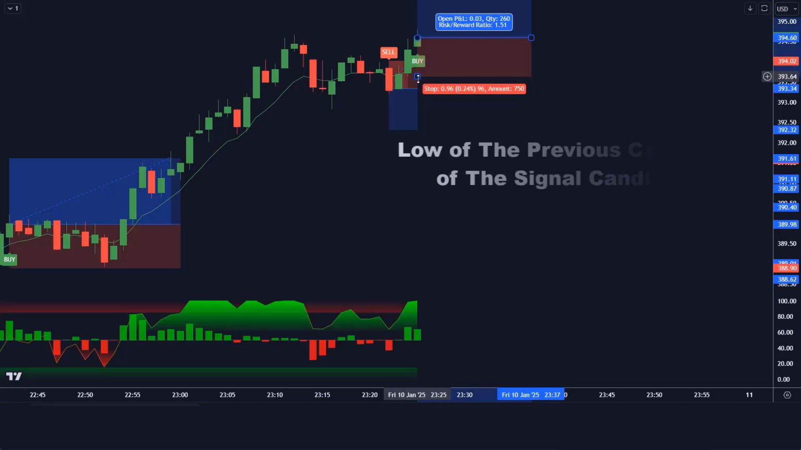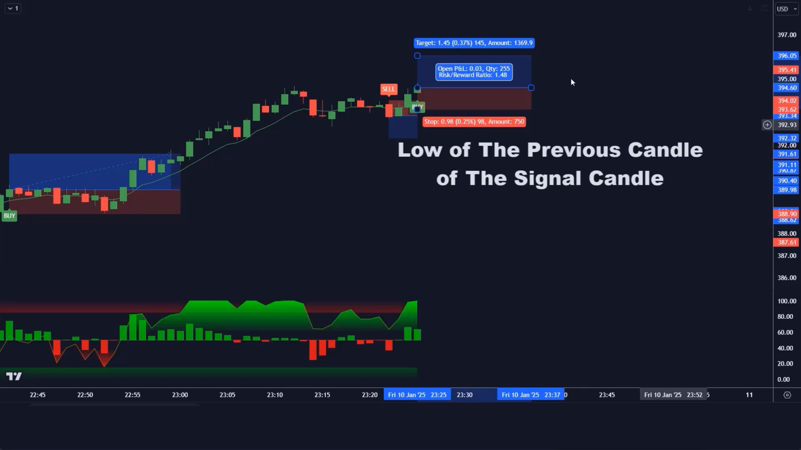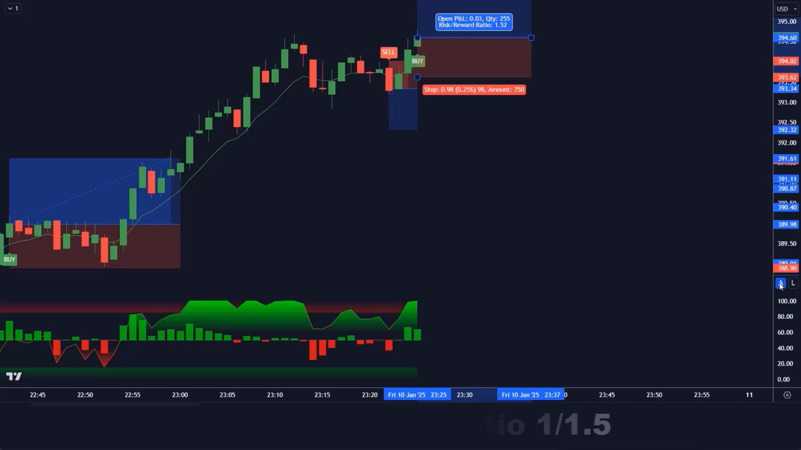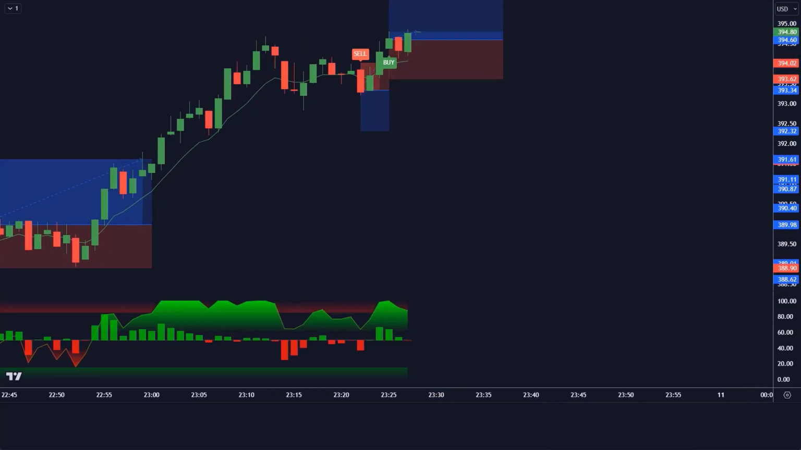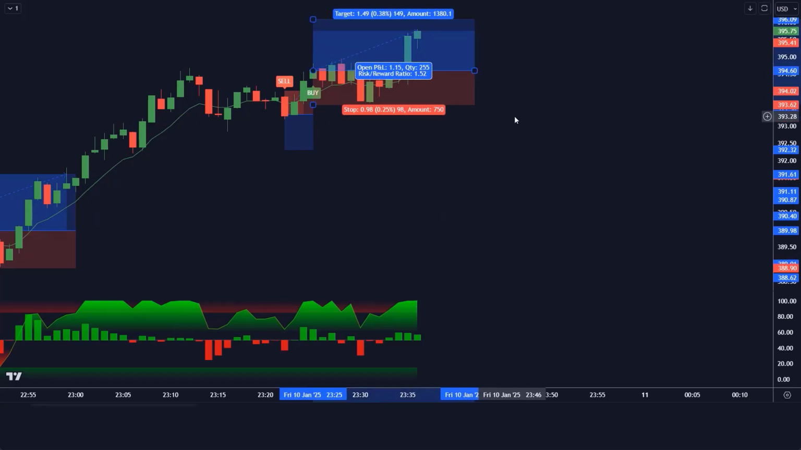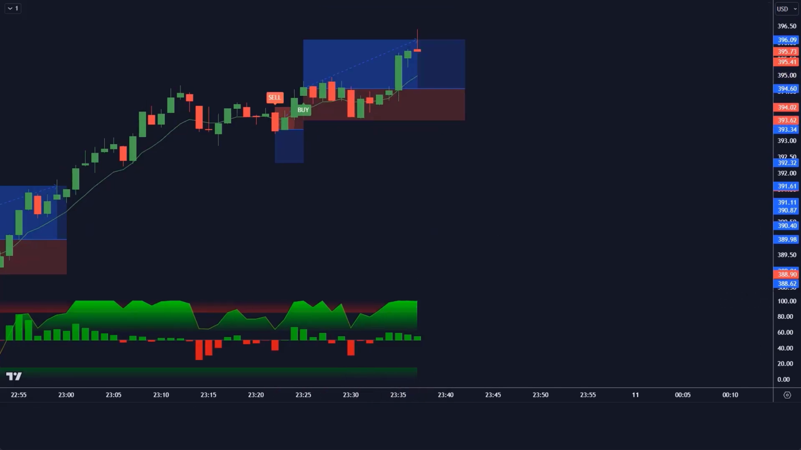Our stop loss is to be placed at the previous low of the previous candle of the signal candle. And the risk to reward ratio will be 1:1.5. Let's see what happens to our trade. Our trade is running in profit. We have won the trade.